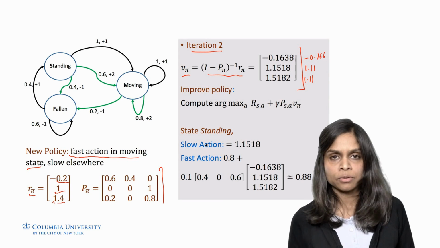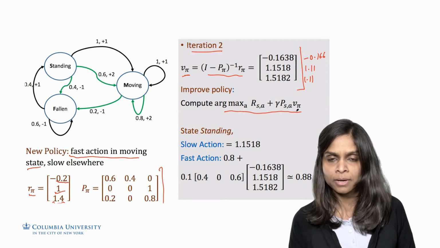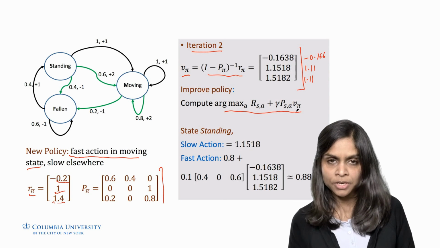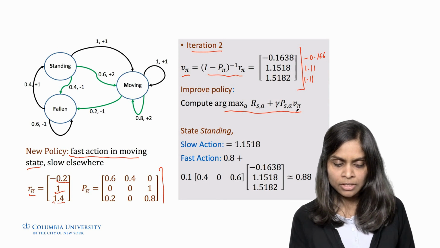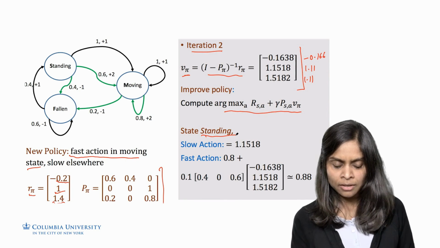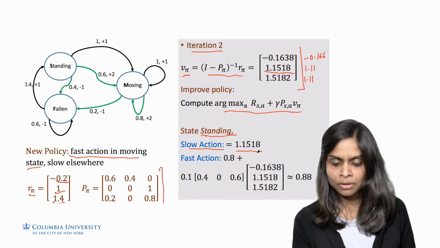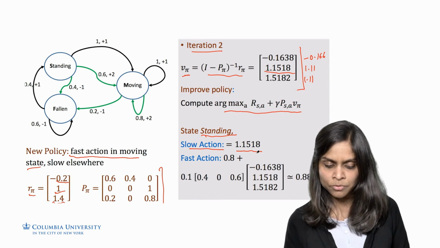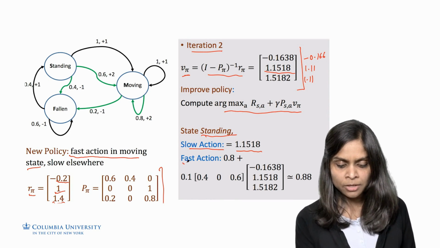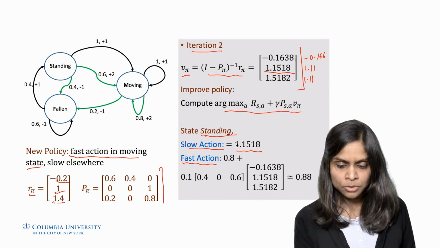Now we again try to improve this policy by choosing in every state the action given by the maximizer of this expression. Again, we first evaluate the standing state and we see if we can improve the action there. We are currently taking the slow action, for which this expression will evaluate out to be close to 1.15. We try to see if we should take fast action. Will that be better? So again, we evaluate this expression here.